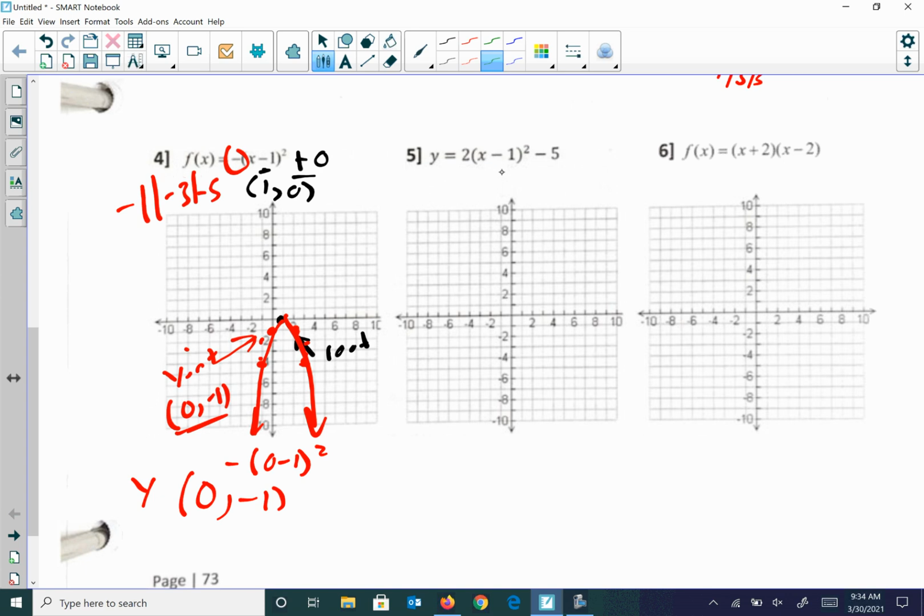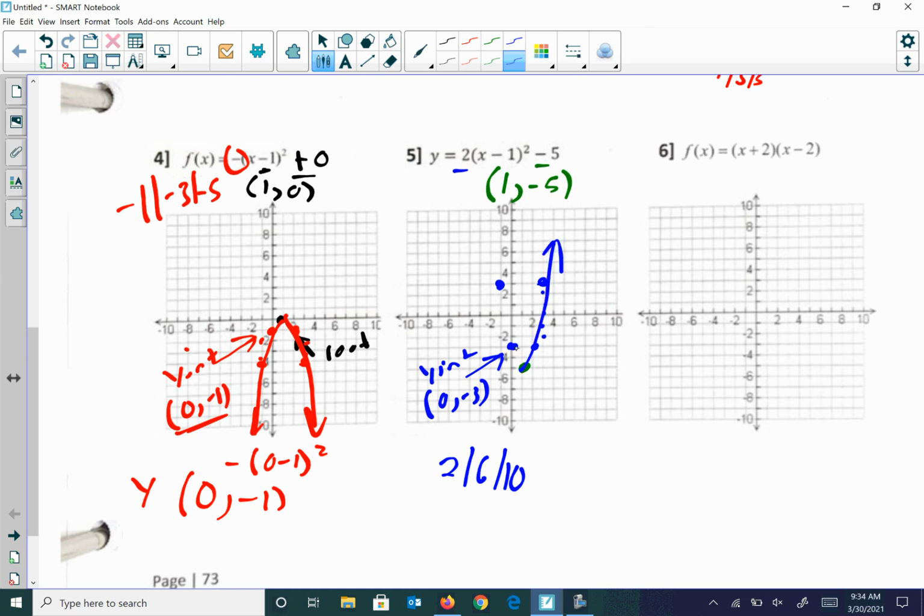This one we do in our vertex. It's going to be opposite inside, so that's 1. Same outside, so 1, -5, which is down here. My pattern graph is going to be 2, 6, 10 because I have a 2 out front. So I'm going to go right 1 up 2, left 1 up 2. Hey, notice that? That's my y-intercept at 0, -3. And then I can go right 1 up 6, left 1 up 6. This particular one does not show our roots, so we don't know our exact values, which is totally fine, but we know it crosses the x-axis.